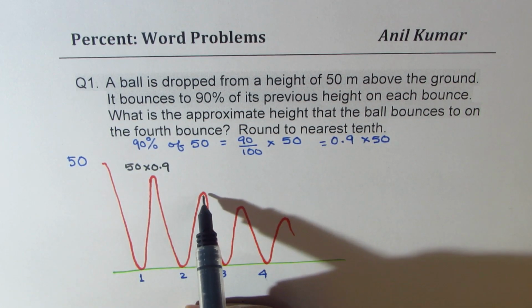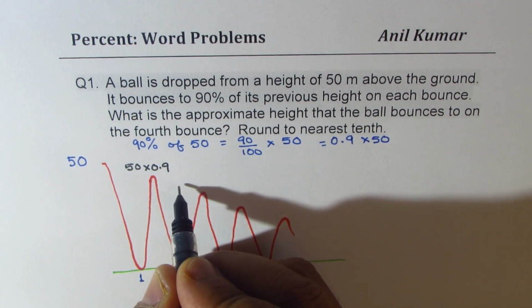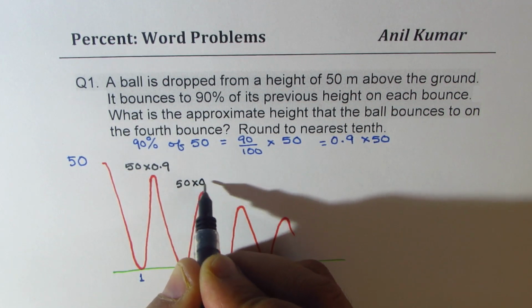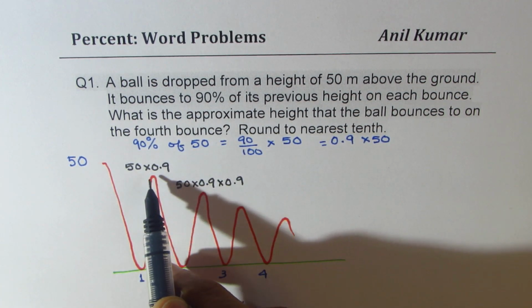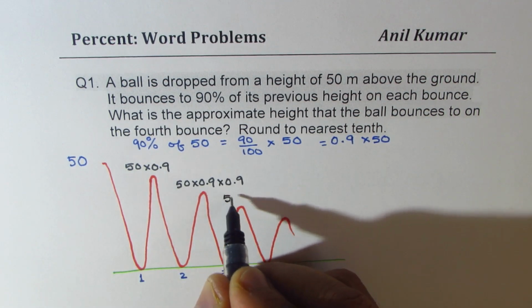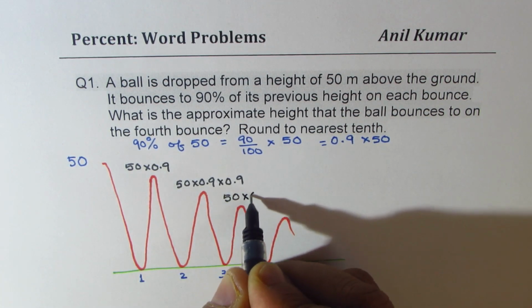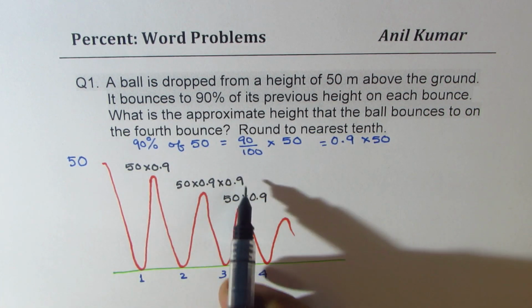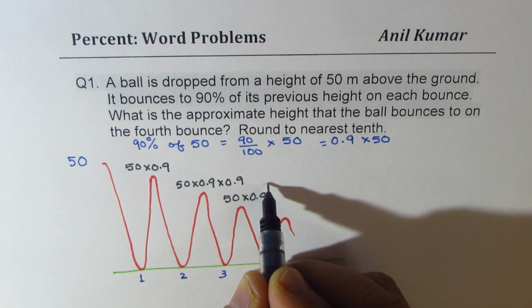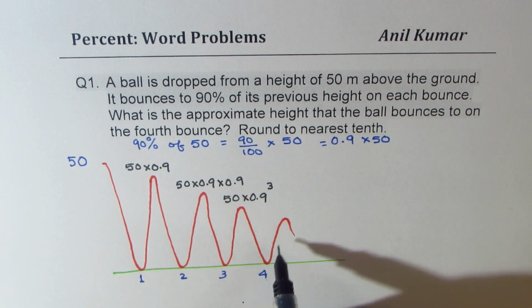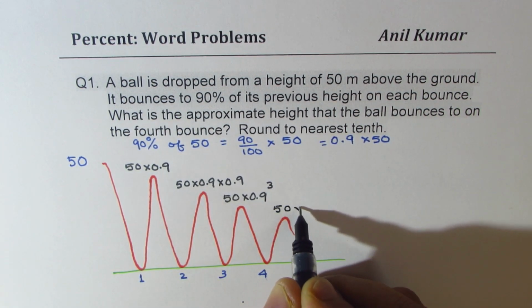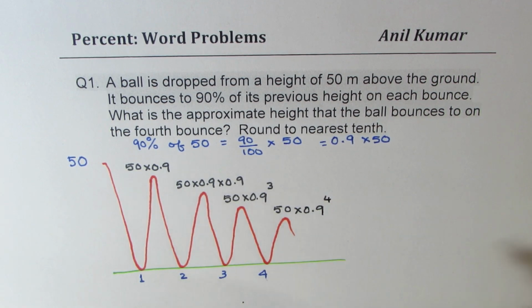After the 2nd bounce, it goes 90% of this value. So that becomes 50 times 0.9 times 0.9, correct? 90% of previous. Then it is again 90% of previous, which is 50 times 0.9. So we already had 2. This is the 3rd one. So we could also write this in exponential form, 0.9 to the power of 3, right? And then after the 4th bounce, it becomes 50 times 0.9 to the power of 4. So what you've learned here is concept of percent and also exponents, correct?